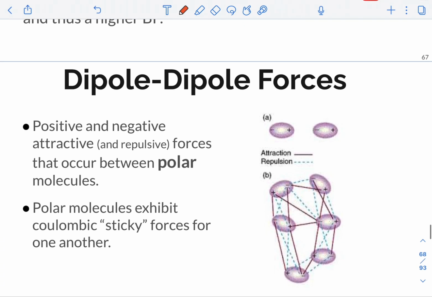So now let's move on to the next interparticle force, which is dipole-dipole forces. A dipole or a dipole moment happens in a polar molecule.